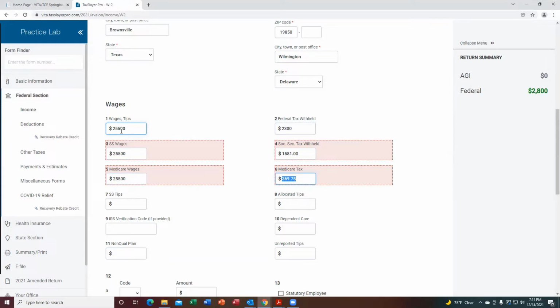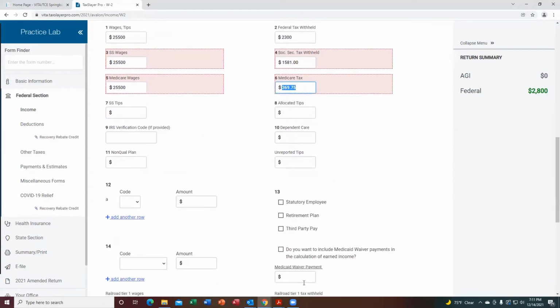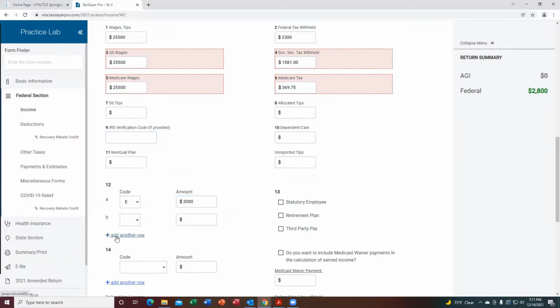And again, paying attention to the W-2. If you notice, box 12A is populated, so down here. And if you notice the code, E, and the amount. You add another row because there's another one, and the amount.